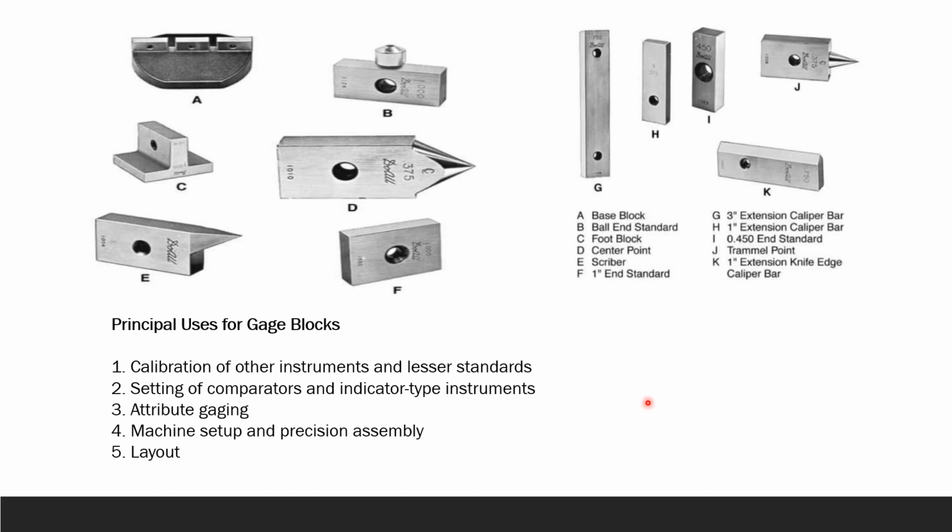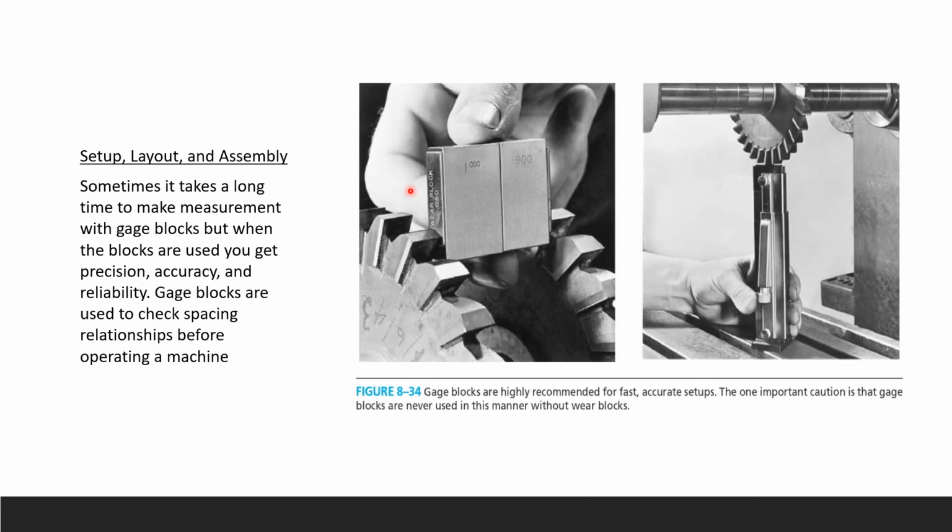Setting of comparators and indicator type instruments, we also use the gauge blocks. We use gauge blocks in attribute gauging. We use gauge blocks in machine setup and precision assembly. We also use the gauge block in your layout, okay? So for setup, gauge blocks are totally recommended. They're widely used in the manufacturing facility for fast and accurate setup.